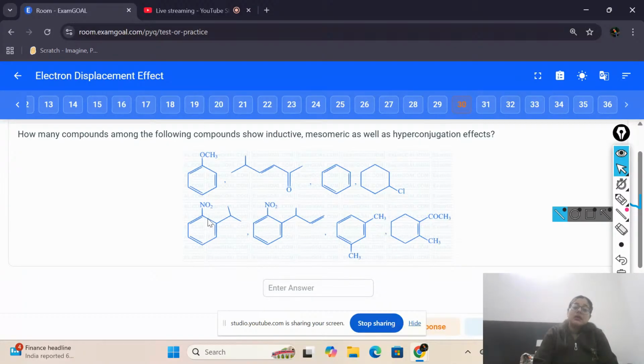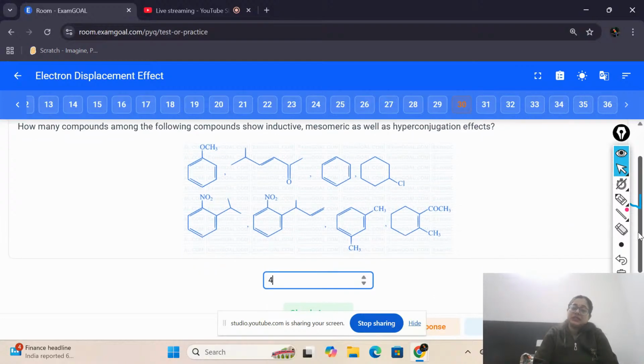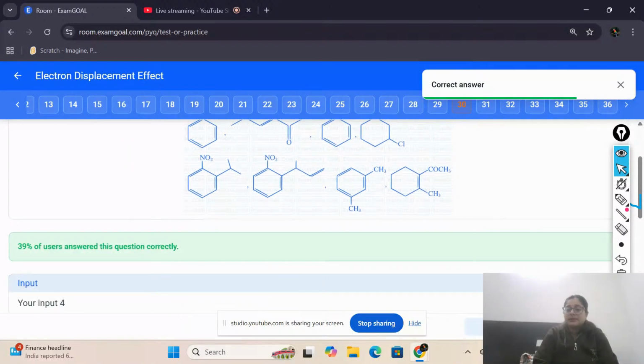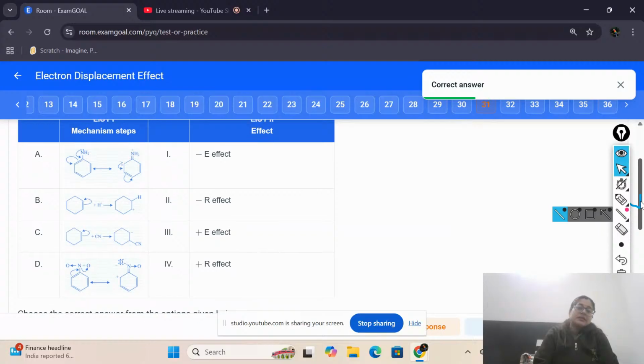This double bond is having a carbon which is sp3 hybridized and carrying alpha hydrogen. Second option, this is third, and this again is fourth. So from my side, it is one, this is two, this is three, and this is four. So four options show all the three effects: inductive, mesomeric, and hyperconjugation. Correct answer.